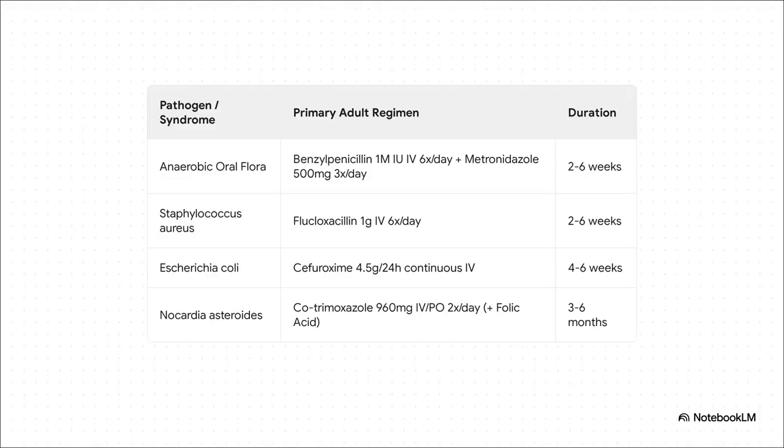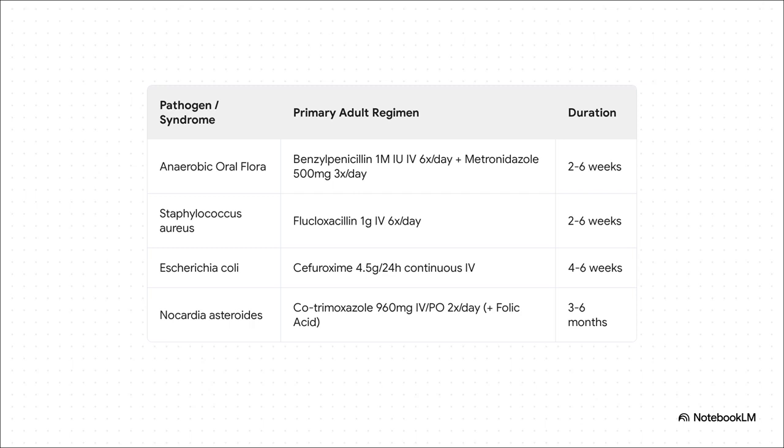So once drainage is established, then we bring in the big guns. This table gives you a great starting framework. For your classic oral anaerobes, a combo of high-dose penicillin plus metronidazole is the go-to. Got Staph aureus? You're reaching for flucloxacillin. But look at the durations here. We're talking 2 to 6 weeks. And for something nasty like Nocardia, you could be looking at 3 to 6 months of therapy. These are not quick-fix infections.